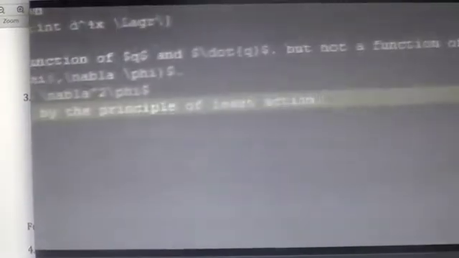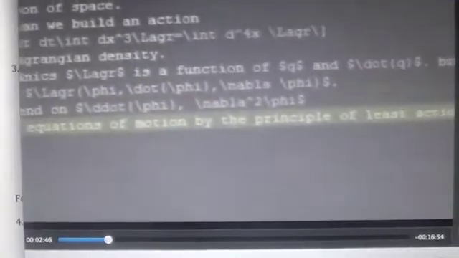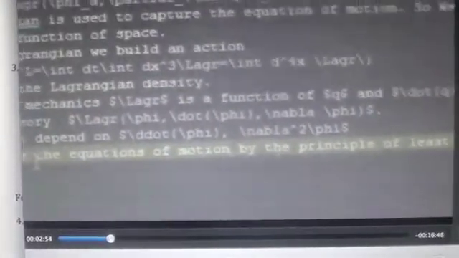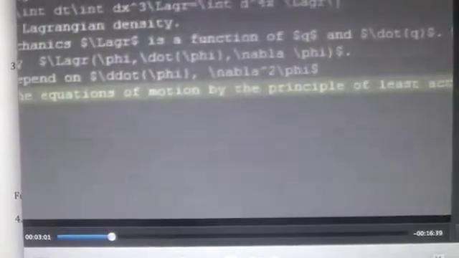So now, there's a definition of Lagrangian density. In particle mechanics, the Lagrangian is a function of q, the position, and q dot, but not a function of q double dot. In field theory, the Lagrangian density is a function of the field, the dot of the field, and the spatial derivative of the field, and does not depend on phi double dot, the second derivative or second order derivative of the field.